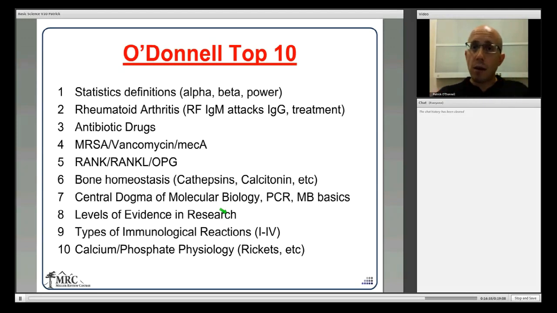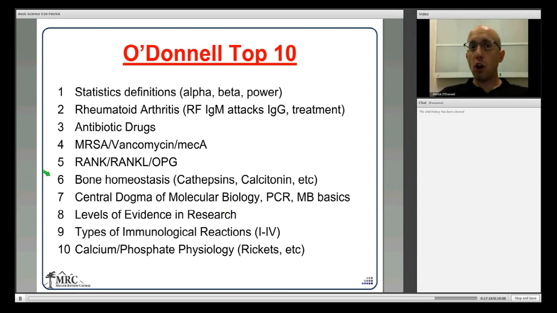Number five, one of my most favorite is the rank ligand OPG pathway. Remember, rank ligand, secreted by osteoblasts, acts on osteoclast precursors to stimulate them. It tickles them in just the right way that it turns them on. OPG is also secreted by osteoblasts, and it decreases the function of the osteoclasts.